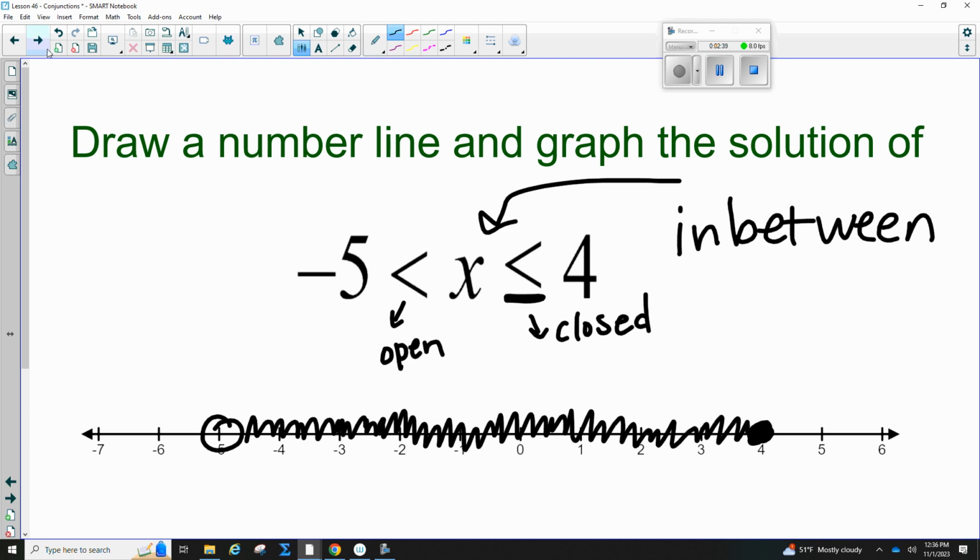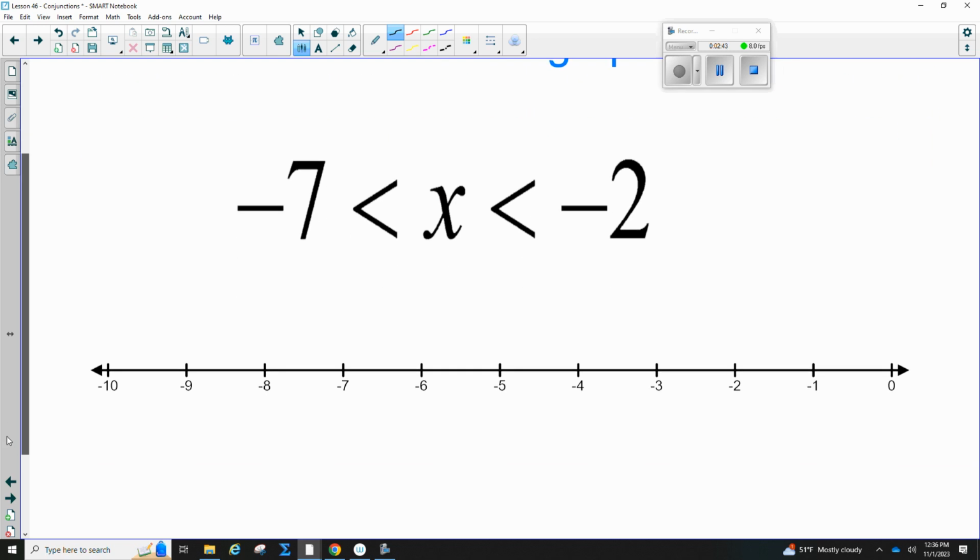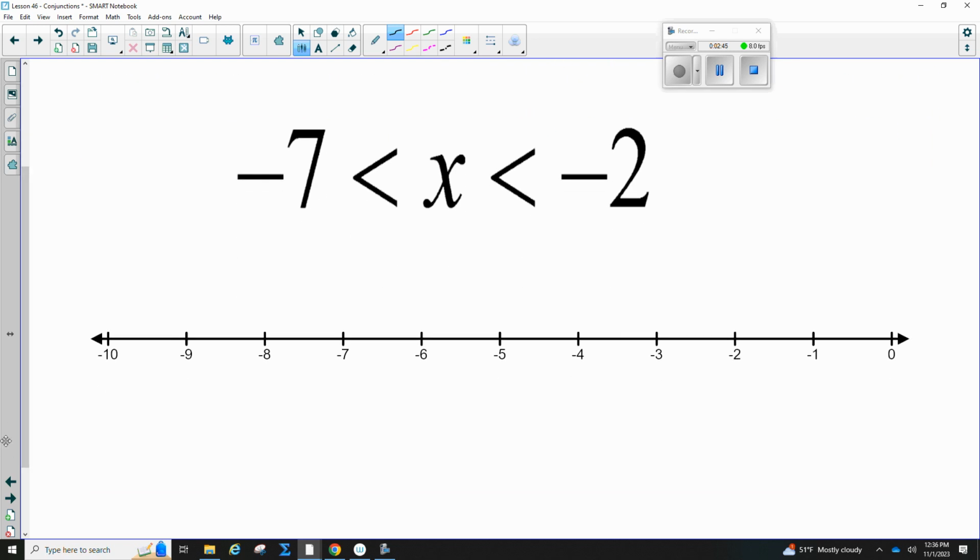Let's try another one. Draw a number line and graph the solution. Negative 7 is less than X is less than negative 2. This means that X is bigger than negative 7 and less than negative 2 at the same time. Another way I always want you to think of it is it's in between. It's in between negative 7, negative 2. All right, open or closed circle on negative 7, you guys? Good. Open. Open or closed circle on negative 2? Open, and we shade in between.